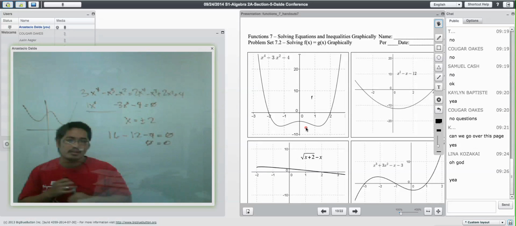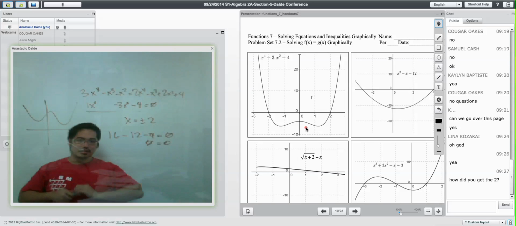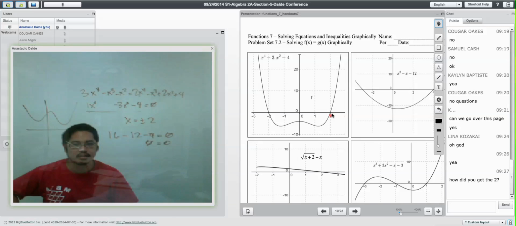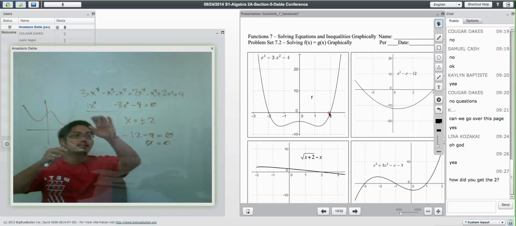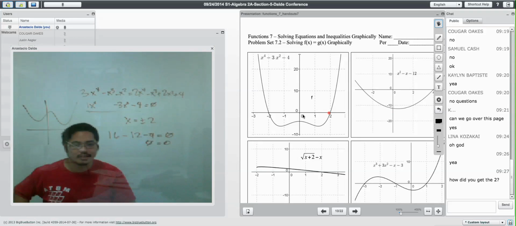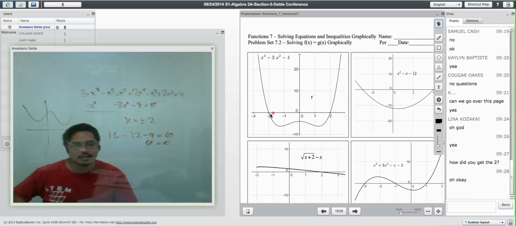Somebody asked me, I think it was Kaylin, how did I get 2? Oh, okay, well, you got 2 by looking at this graph and seeing where it crosses the x-axis. Where does it make the y value equal to 0? Well, at 2 and at negative 2. That's all I did. I just said, oh, that's 2 and negative 2 right there.